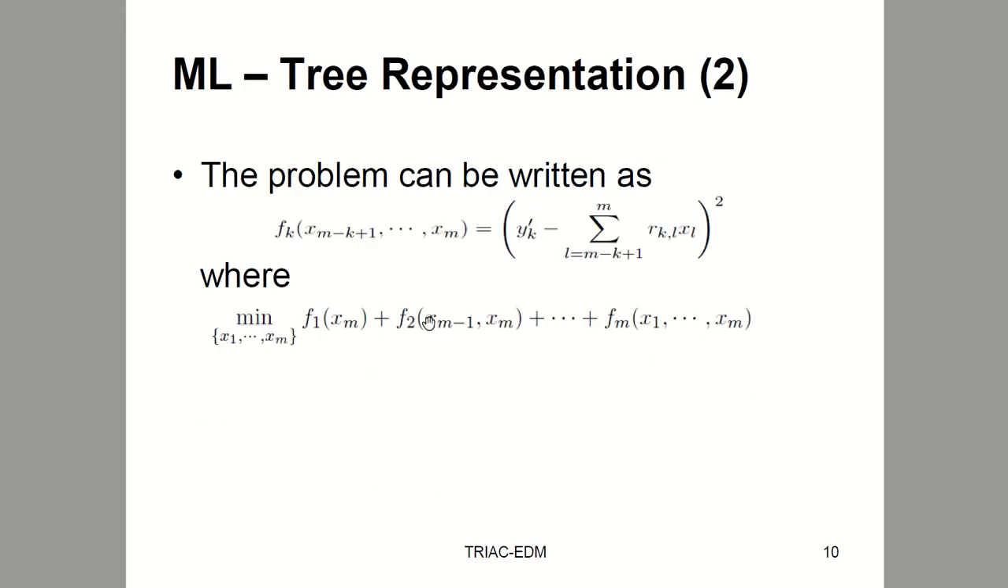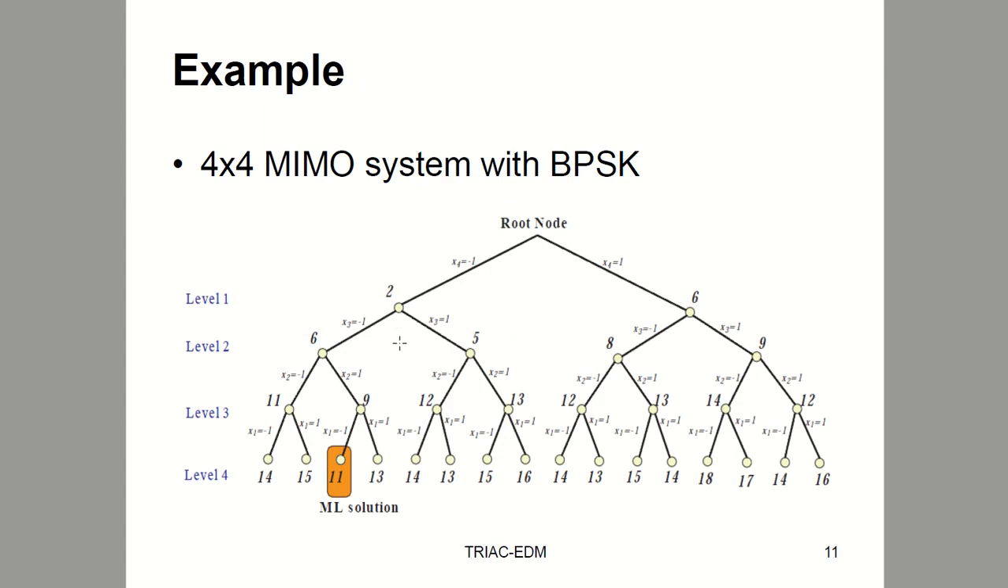So if we look from here, x minus 1, you look sequentially, what do you get? You get f1 xm plus f2 xm minus 1 xm. So you look for xm first, and then look for xm minus 1, and then x minus 2, so on and so forth, sequentially.